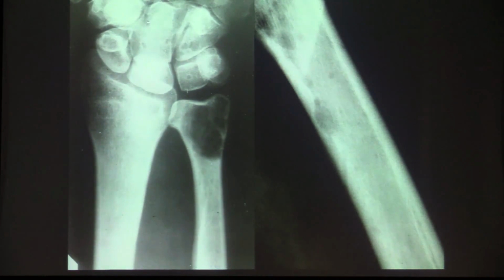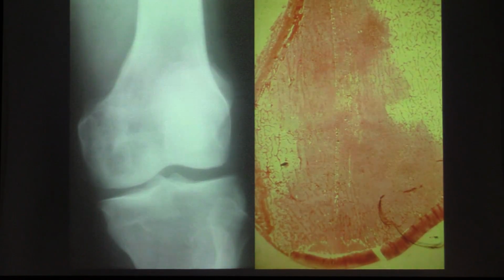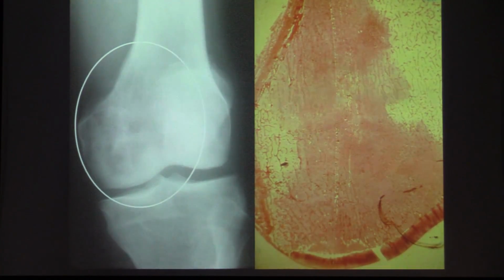And here are some examples of this well-defined, not sclerotic margin with this unusual subchondral cystic lesion, and of course the multifocal lesions over here representing myeloma. A more aggressive pattern of osteolysis is when we see a geographic lesion with an ill-defined margin, as nicely shown in this case of fibrosarcoma of bone.